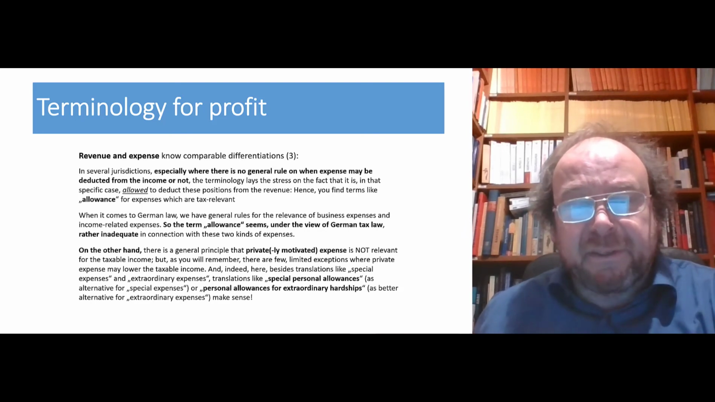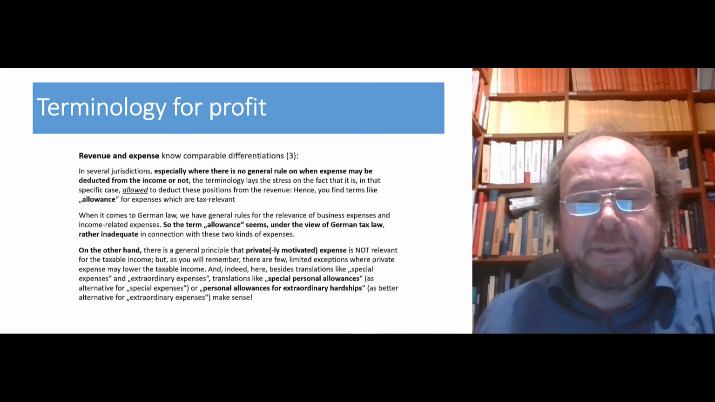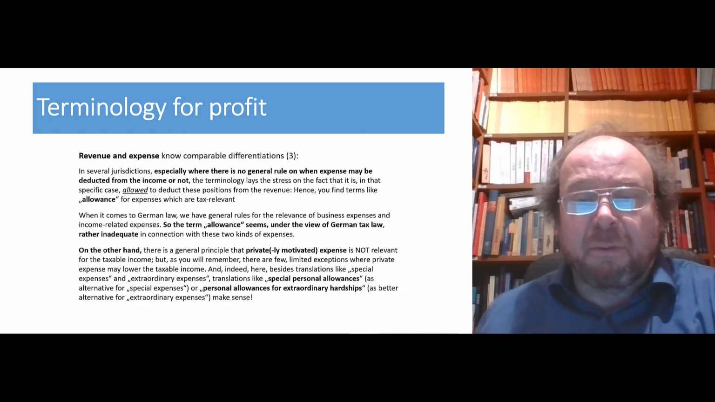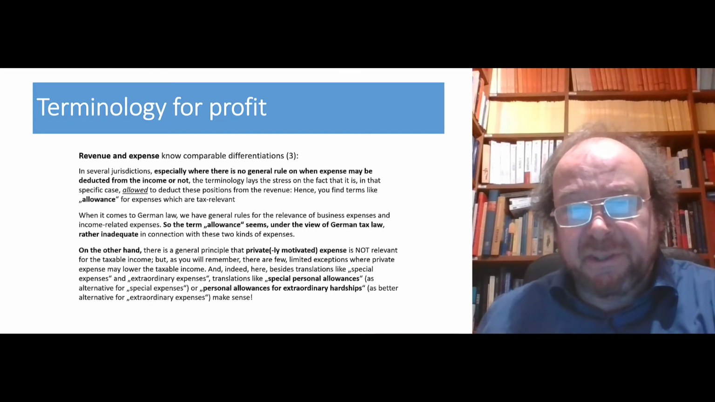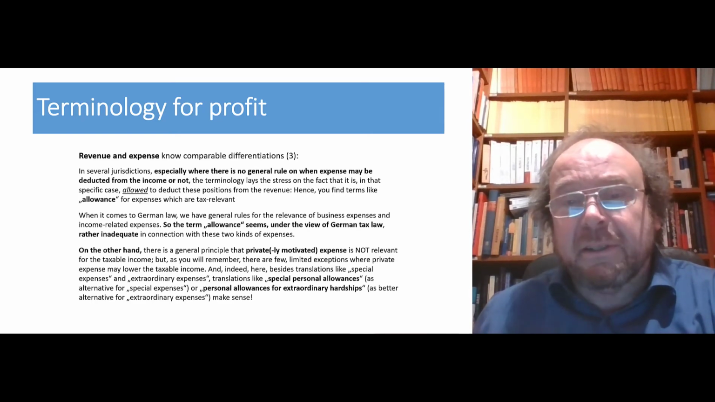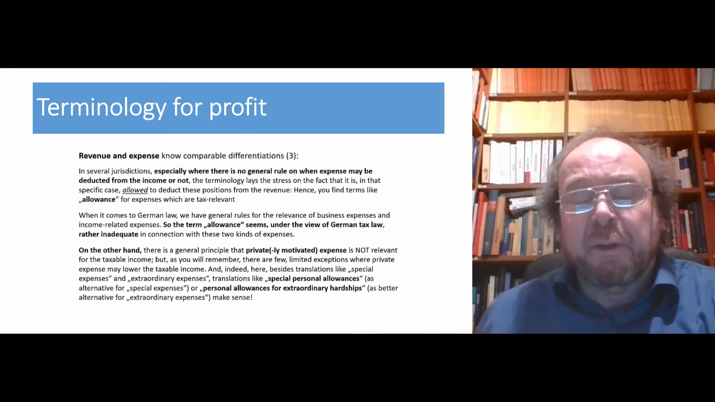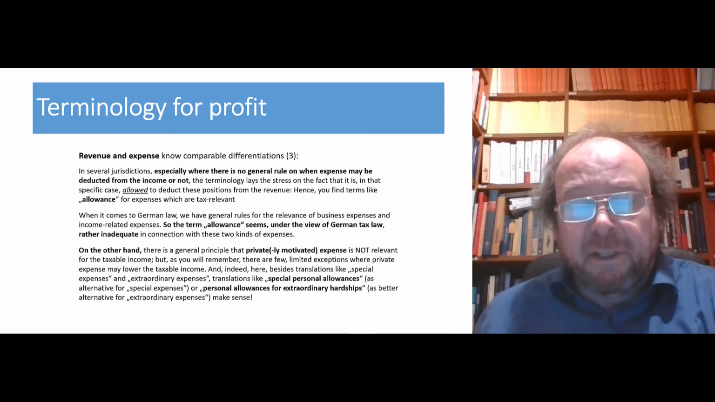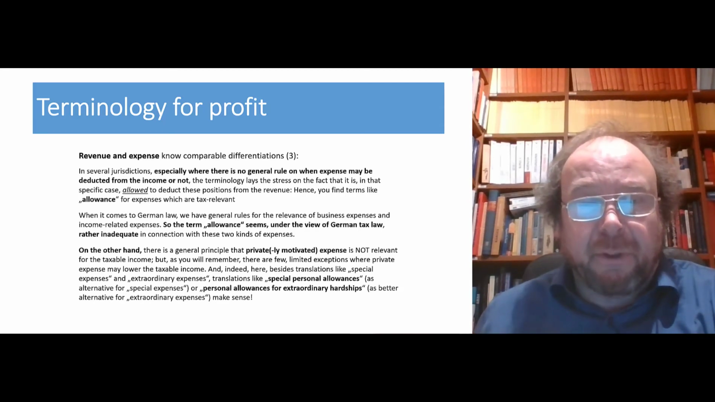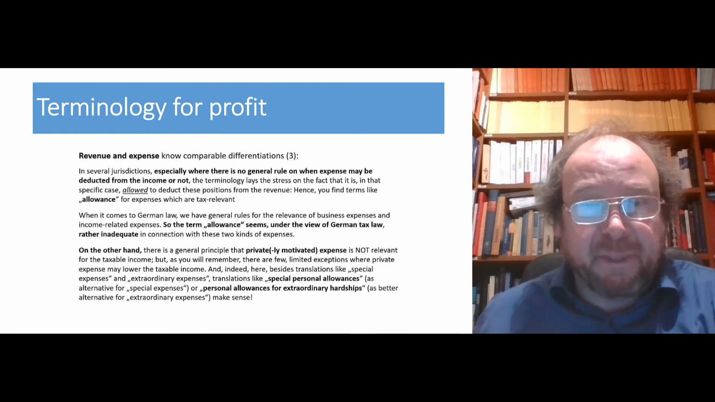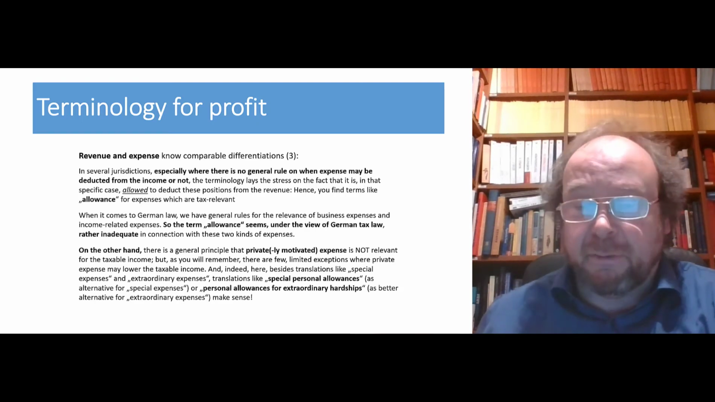For example, what we translated as special expenses or extraordinary expenses would probably be better designated, a bit more complicated, but more precise and more easily understandable for others, as special personal allowances, which says, okay, here you can deduct some personal expenses, by deviation from a general principle, from your taxable income, or even personal allowances for extraordinary hardships, which would be the better translation for extraordinary expenses, the literal German term.